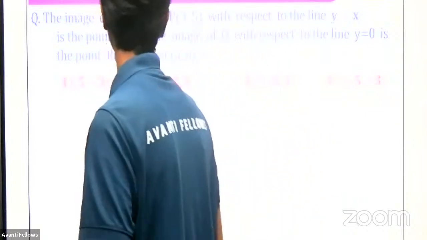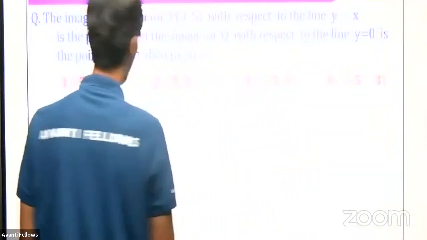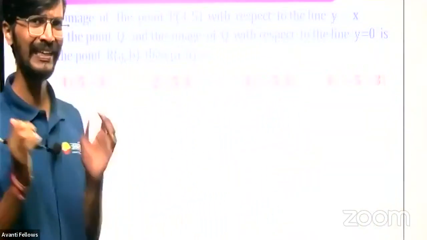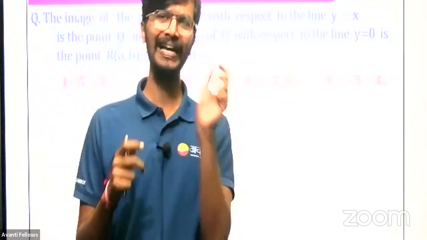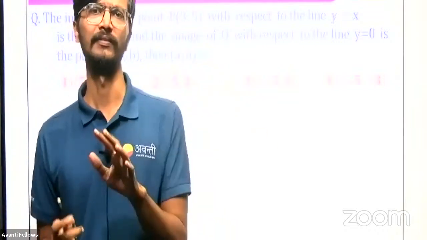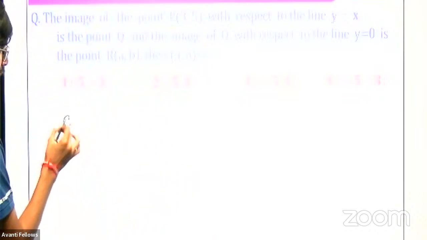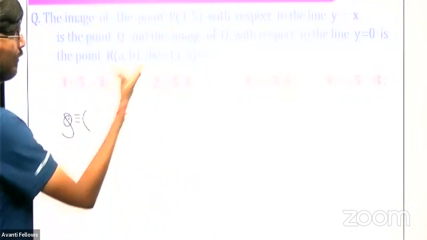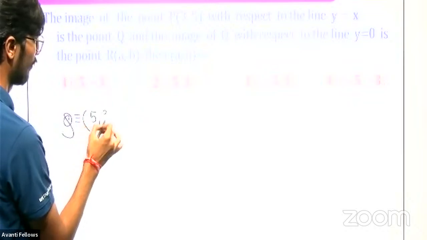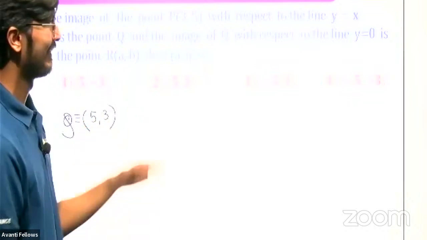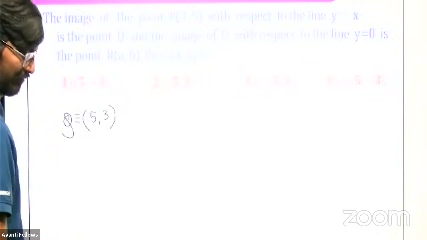This is a very simple question. I think you all can do it very easily. The image of the point with respect to line y equals x is point Q. We all know that if we take the image of any point in the line y equals x, the coordinates get interchanged. So the coordinates of Q will be (5, 3), and then the image of Q with respect to line y equals 0.